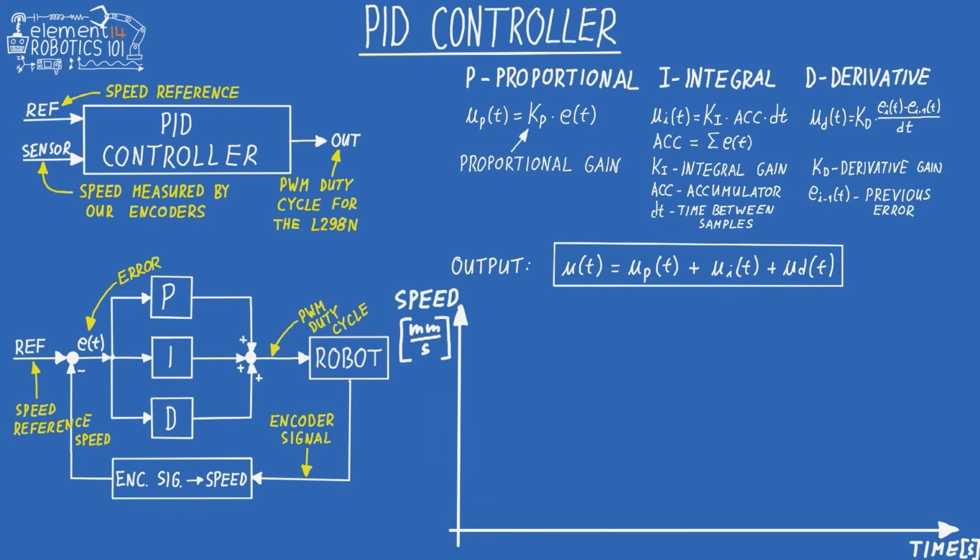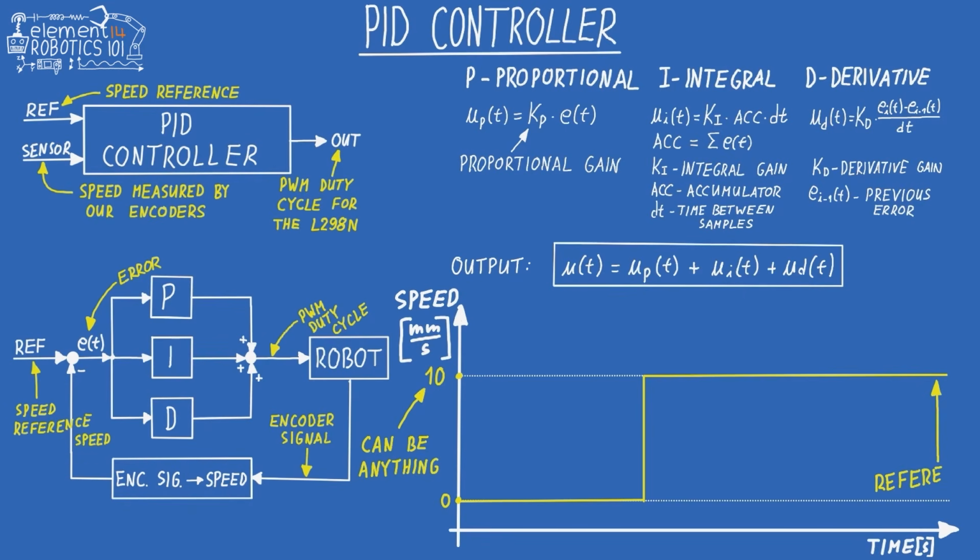So here is our graph. The yellow line is a reference, so we just want at some point our speed to jump from 0 millimeters per second to, for example, 10 millimeters per second. Doesn't really matter the number. Ideally, our controller would follow this reference completely like this with 90-degree turns, but that's impossible, as we will see. So let me first draw how a P controller would look like. It would be something like this.